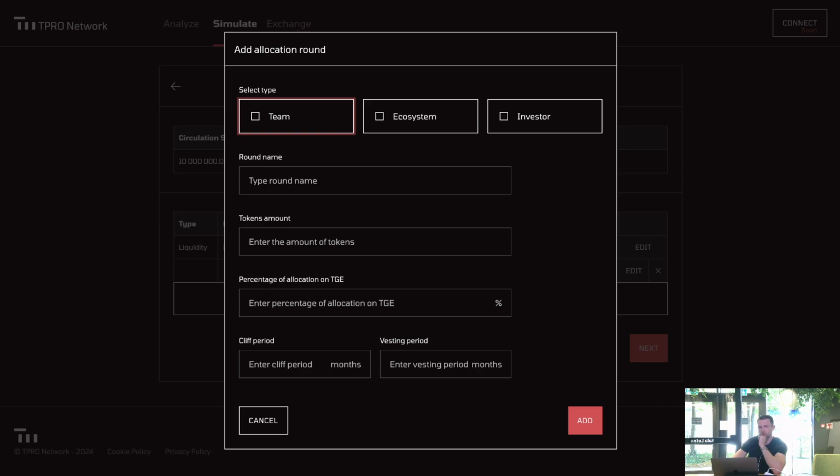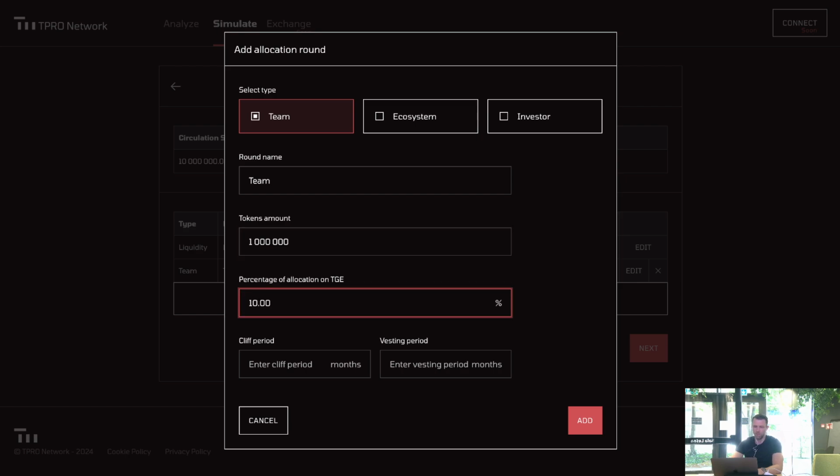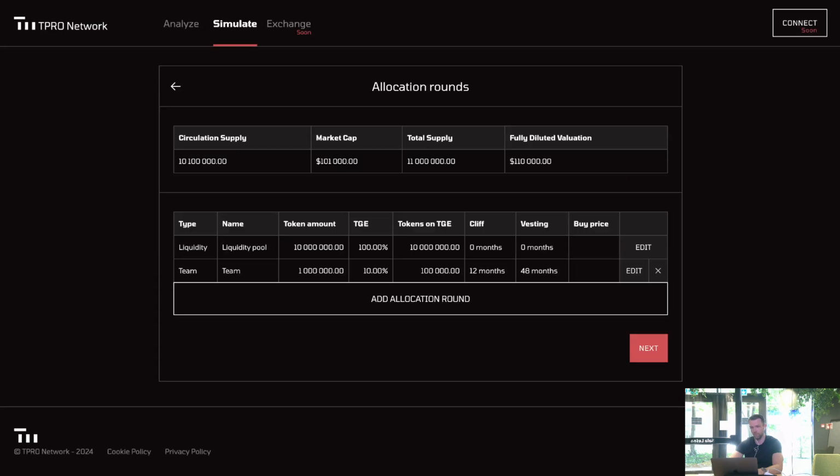And then you are like, okay, how many tokens is the team going to get, right? So, okay, the team is going to get, let's say, 1 million tokens. And during the token generation event, we would like to have 10% of them. If there is some cliff, let's say 12 months, because we need to deliver something, and then we will have a vesting period of 48 months, okay? Great. So we have another round, that's cool.